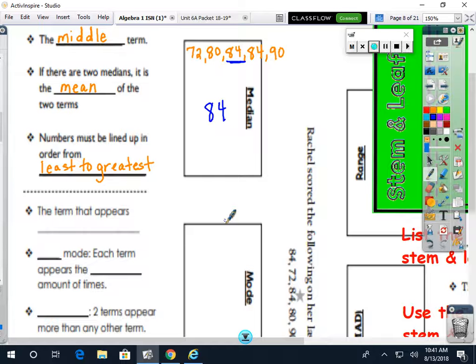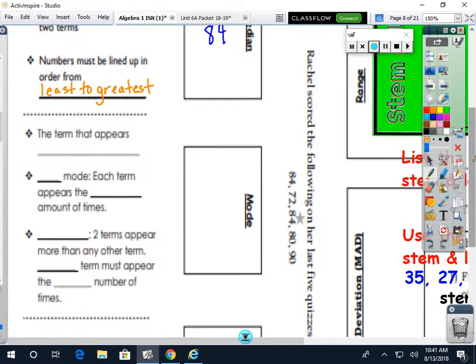Okay, the next measure of center that we're going to talk about is mode. The mode is the term that appears the most. Do y'all need me to go back? Anybody? No. Okay, sometimes though you may have no mode, and that's when each term appears the same amount of times.